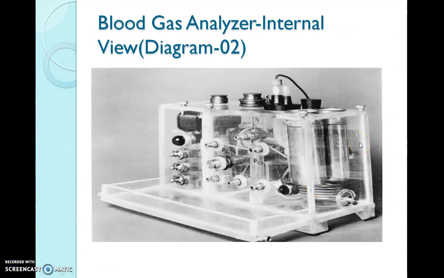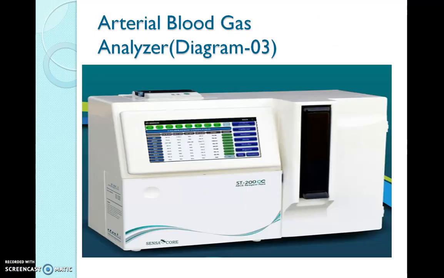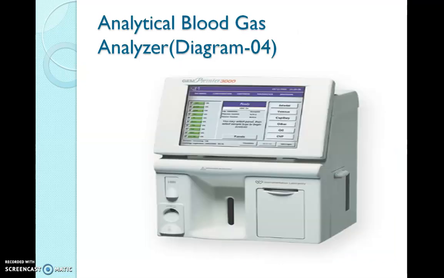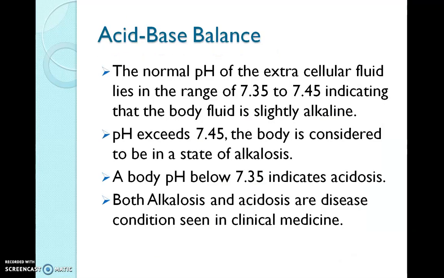So these are all the blood gas analyzers which are used in clinical laboratories. This is an arterial blood gas analyzer, and this is an analytical blood gas analyzer. Next we discuss acid base balance.